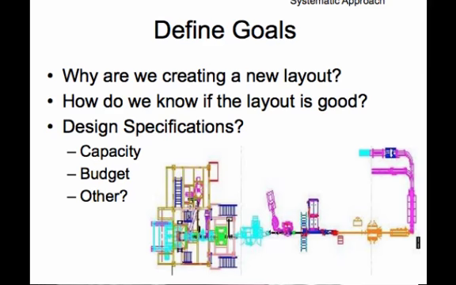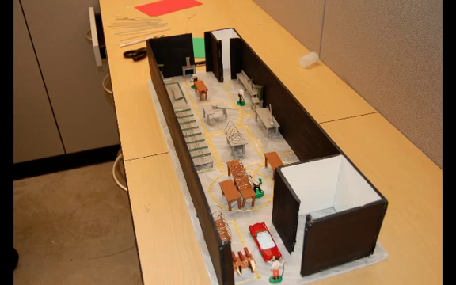So one of the things you might look at is, why are we creating this new layout? What is it we're trying to accomplish? Why did it even come up? Who even asked you to do this? Why is it an issue? So really fully understanding what that is, what the need is. And then if and when you develop a new layout, how do you know it's a good layout? How do you know that this is going to be satisfying the customer? What are they looking for?